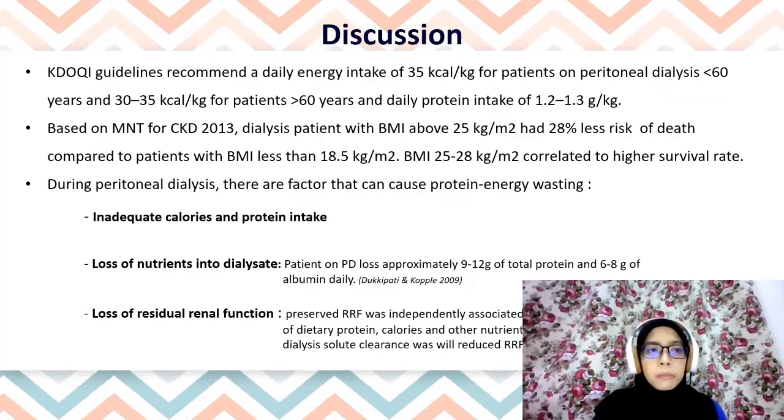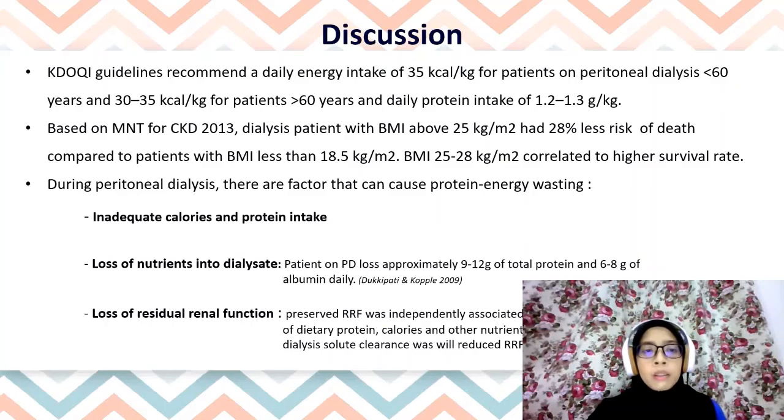For discussion, based on KDOQI guideline, recommended daily energy intake is 35 kcal per kg body weight for patient on peritoneal dialysis who is age 60 years and below. However, it is 30 to 35 kcal per kg body weight for patient more than 60 years old. Daily protein intake for patient on peritoneal dialysis is around 1.2 to 1.3 gram per kg body weight.